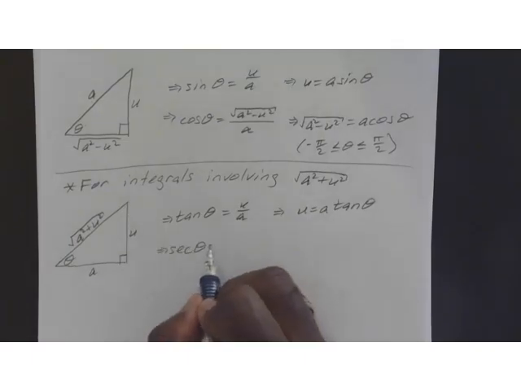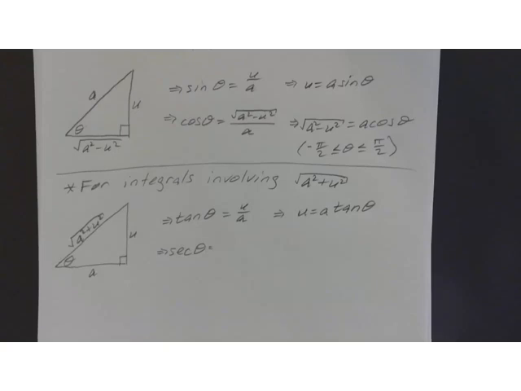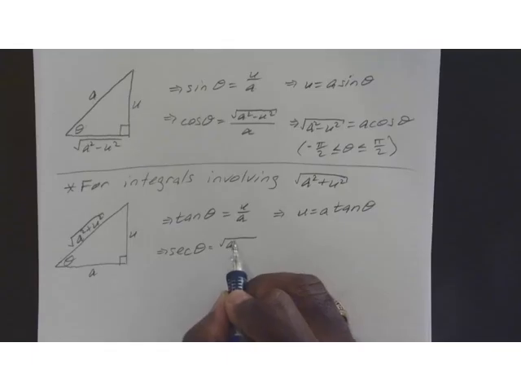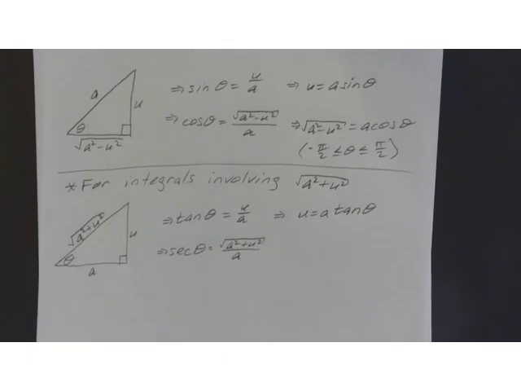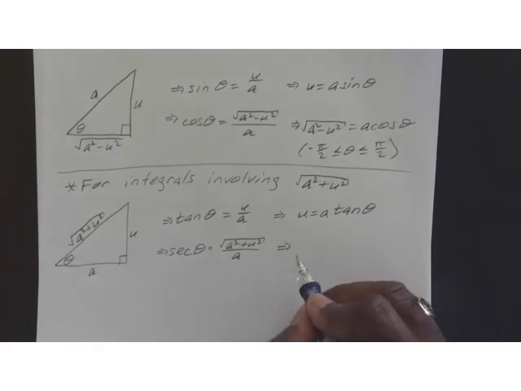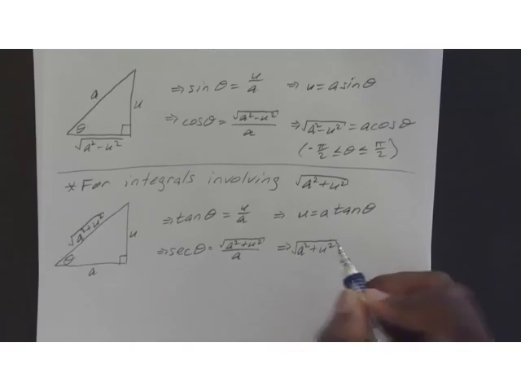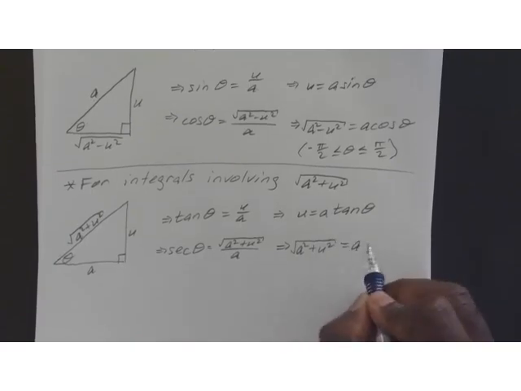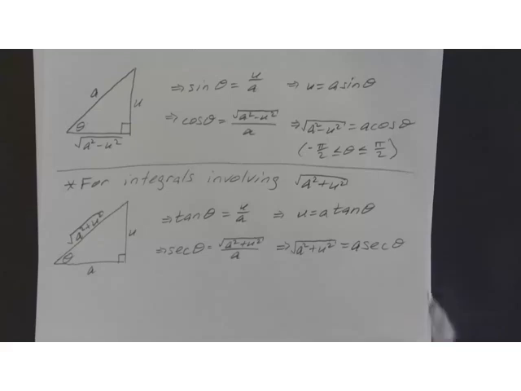We know that secant of theta is just a reciprocal of cosine. So that's the hypotenuse over the adjacent. So that's the square root of a squared plus u squared divided by a. So if we multiply both sides by a, the square root of a squared plus u squared is equal to a times secant of theta.